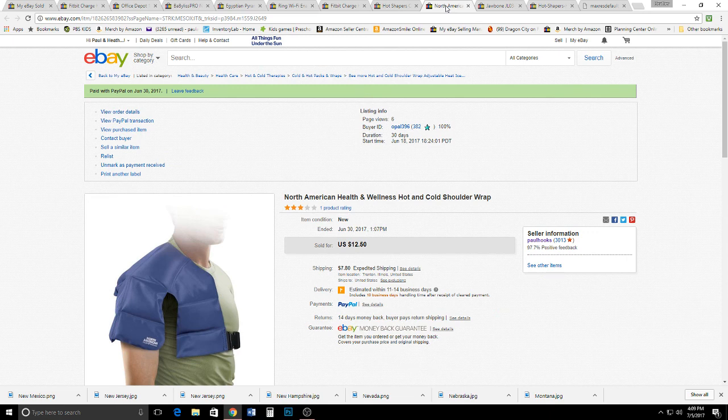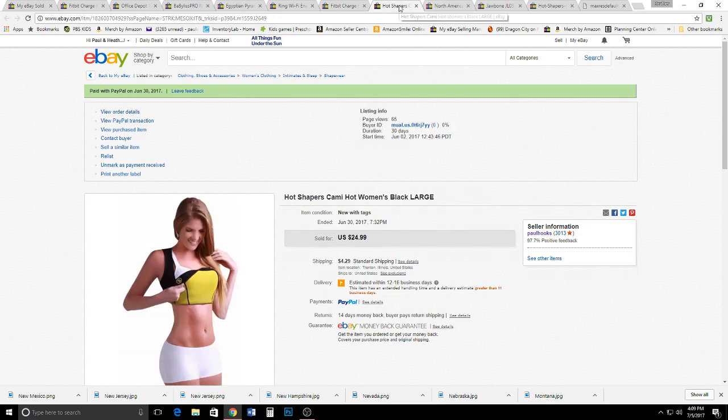This next item is a North American Health and Wellness Hot and Cold Shoulder Wrap. It does work. It was $12.50. I sold it brand new. They paid the proper amount of shipping for it. I paid about $2.50 in fees, which means I got paid from eBay about $10. It cost me $3, so my total profit was about $7 on this cold shoulder wrap.